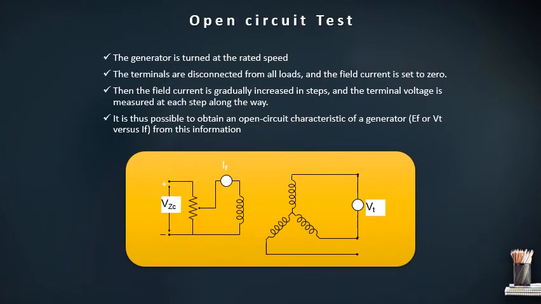So let's discuss the open circuit test. In the open circuit test, the field winding is connected to the DC source and the armature winding is open circuited. The generator is turned at the rated speed. The terminals are disconnected from all the loads and the field current is set to 0. Then the field current is gradually increased in steps and the terminal voltage is measured at each step along the way. It is thus possible to obtain the open circuit characteristics of a generator, a plot between Vt versus IF.